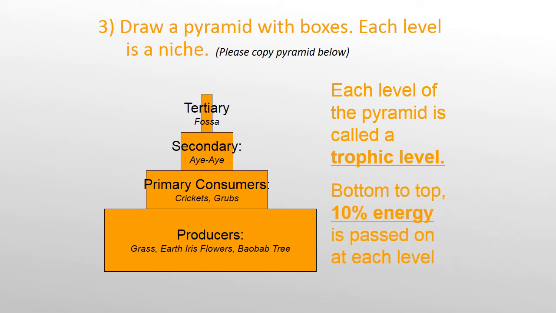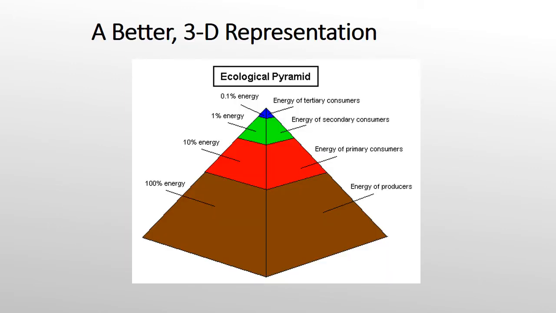From the bottom to the top, only 10% of the energy is passed on at each level. So only 10% goes from producers to primary consumers, or 10% to secondary consumers. Only 10% of that goes to tertiary consumers, which is why it gets smaller towards the top. A better representation of this would be this. You could see here how the energy actually decreases as it gets transferred from one organism to the next. So you see the great decrease in energy here.